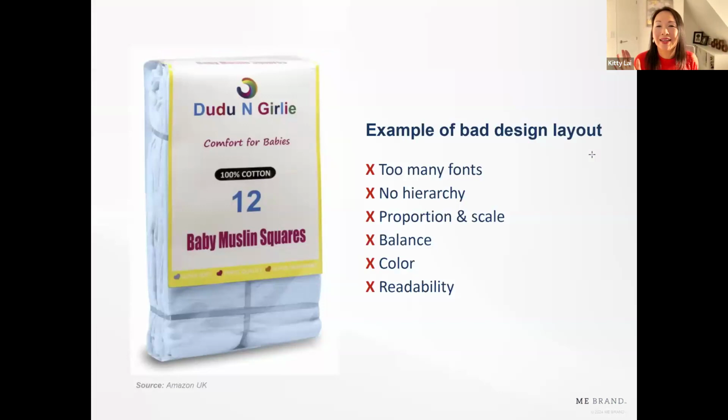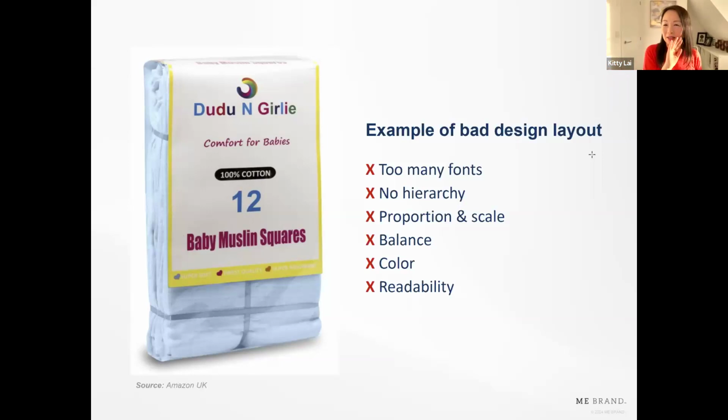So, bad design layout. I'm really sorry if this is your product, but it's not great. But I picked this out. It is on Amazon UK, that's my source. But it's using too many fonts. There's no hierarchy whatsoever. The proportion scale are awful. So if you think, you know what, comfort for the baby should actually be near the bottom, 100% cotton should be near the bottom, 12, it should be 12 muslin baby squares.